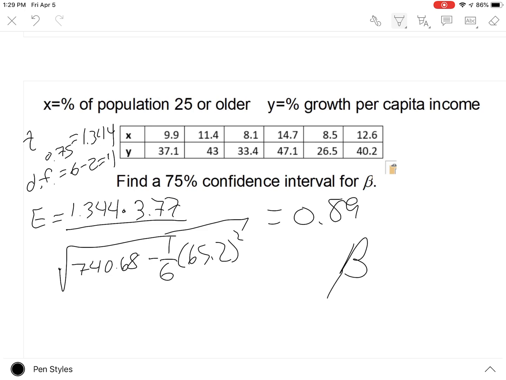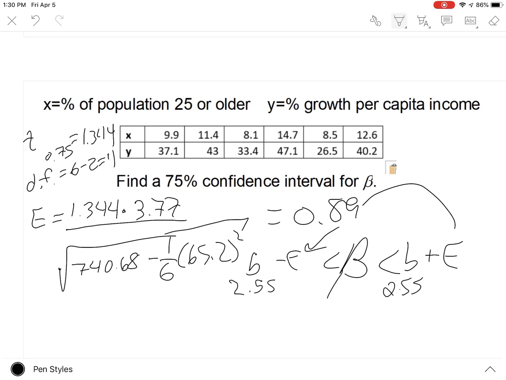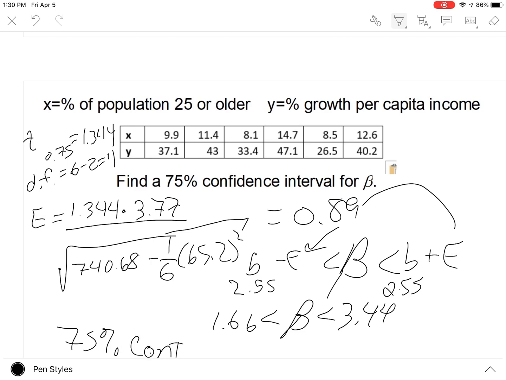Now, we're doing this for beta, so I'll take the b that I got from my regression equation, so what the slope was out of our calculator when we did the linear regression t-test. I'm going to subtract that error, and I'll take b and add that error. I think my b from before was 2.55. So subtract, add those two, I get 1.66 and 3.44. So that's saying I'm 75% confident that my population slope is between those two numbers.